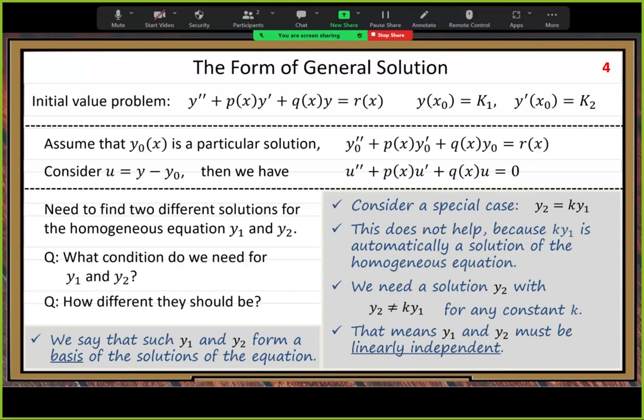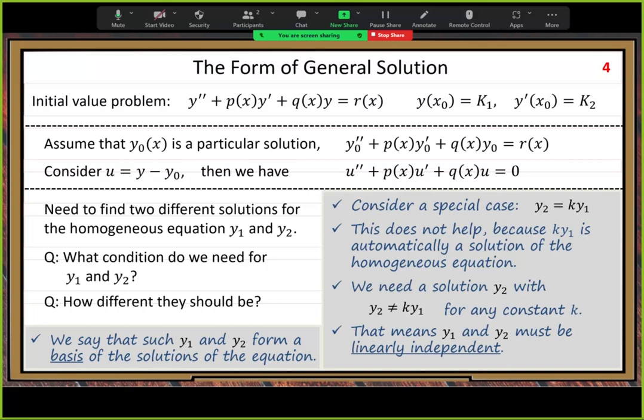The first preparation, we assume we can find a particular solution, y0 of x. That's a particular solution. One very special. How to find it? Another story. So it may not be easy, so we delay it. Here we just assume we have this particular solution, y0.